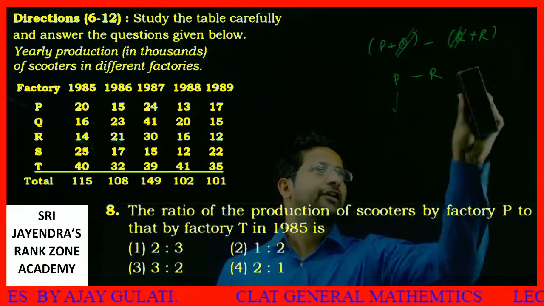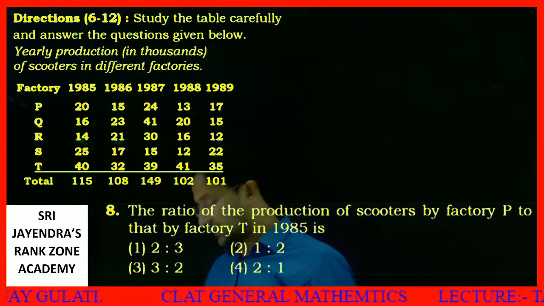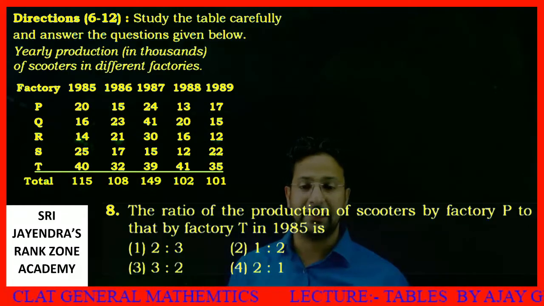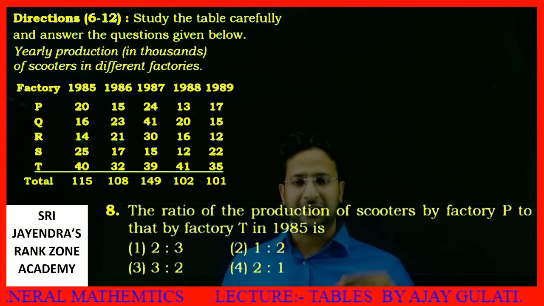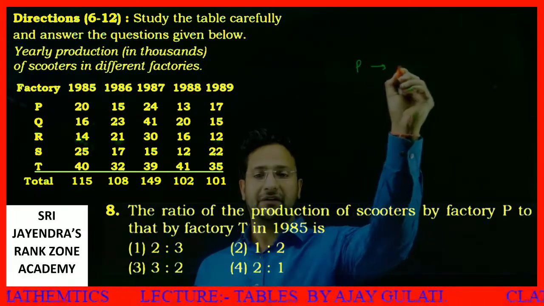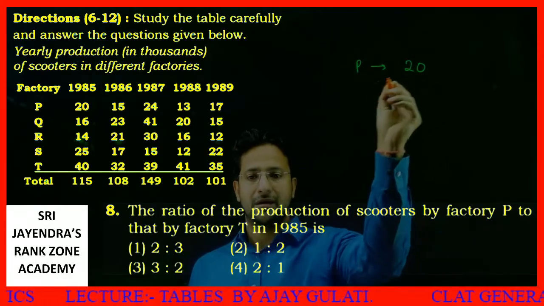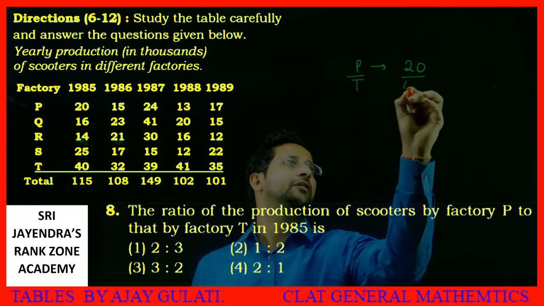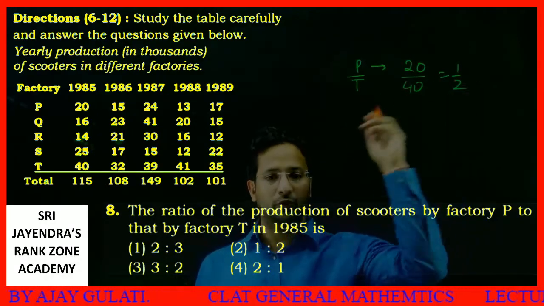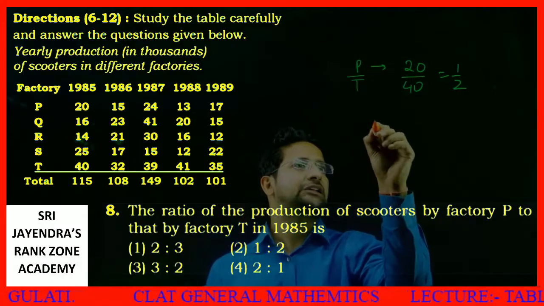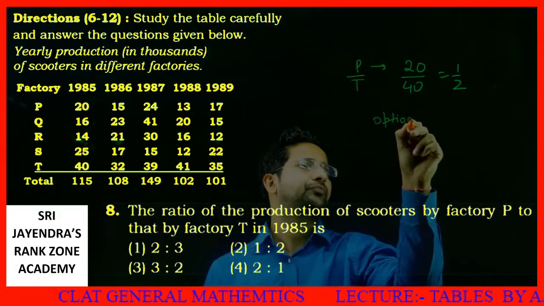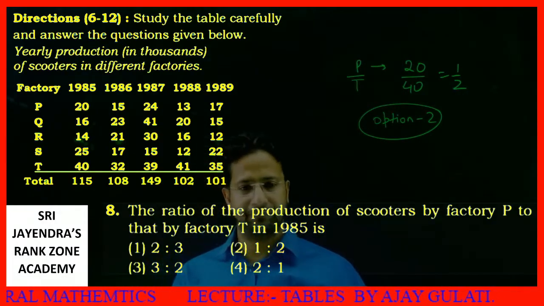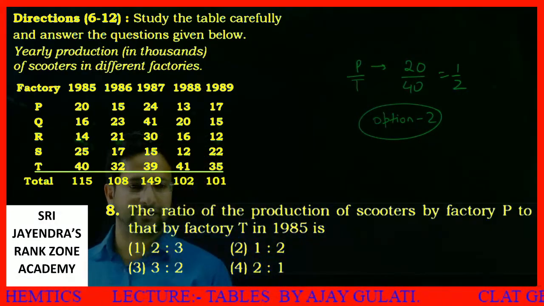So this is your next question, which I missed out. The ratio of production of scooters by factory P to that of factory T in 1985 is, see, factory P in 1985 is 20. Factory T in 1985 is 40. P over T is 1 by 2. Do we have any such option 1:2? Yes, we have. This is your answer, my dear students. Okay, got it. So we move to the next set now.